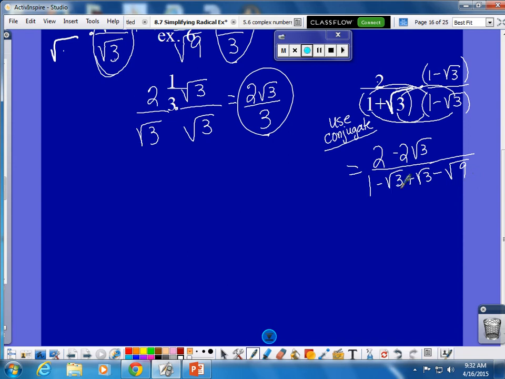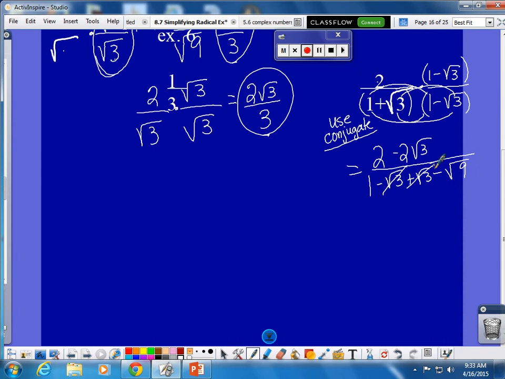What's going to happen right here? Cancel out. Negative square root of 3, positive square root of 3. That's it. That's why we use the conjugate, because that will always make the radicals cancel when you use the conjugate.